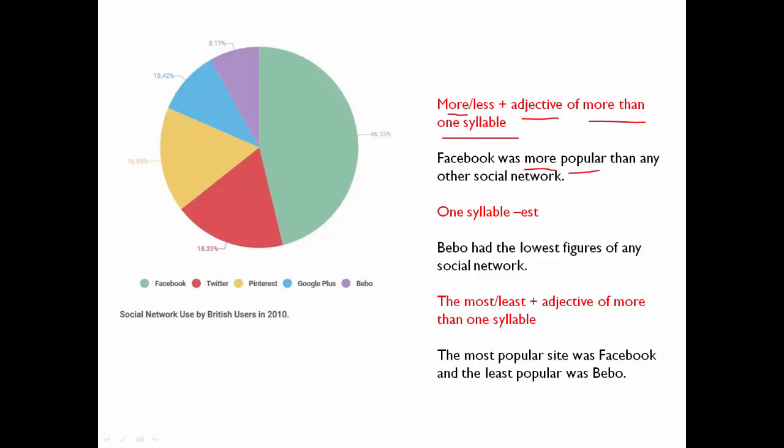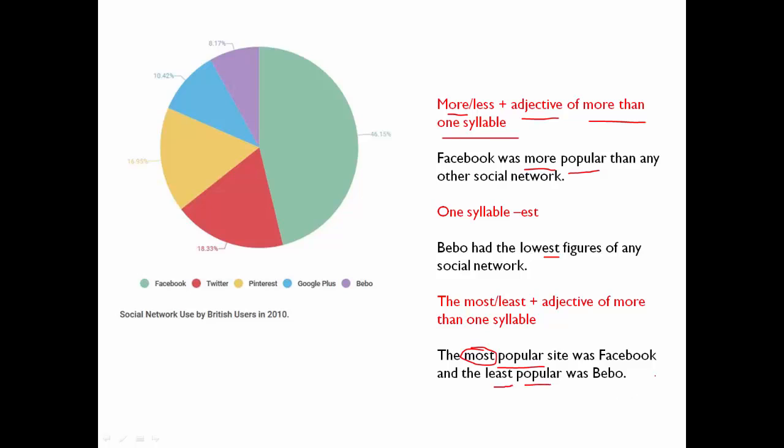One syllable, we could add est. So we could say Bebo had the lowest figures of any social network. We could say Facebook had the highest figures of any social network. The most, least, plus adjective of more than one syllable. So popular is the adjective and it has more than one syllable, so we just say the most. The most popular site was Facebook and the least popular was Bebo.